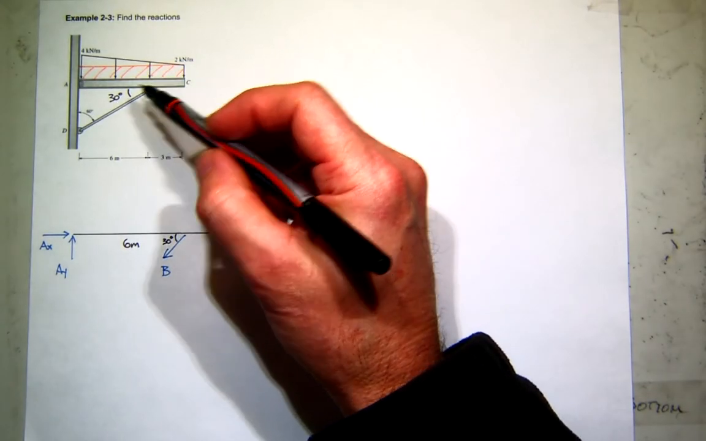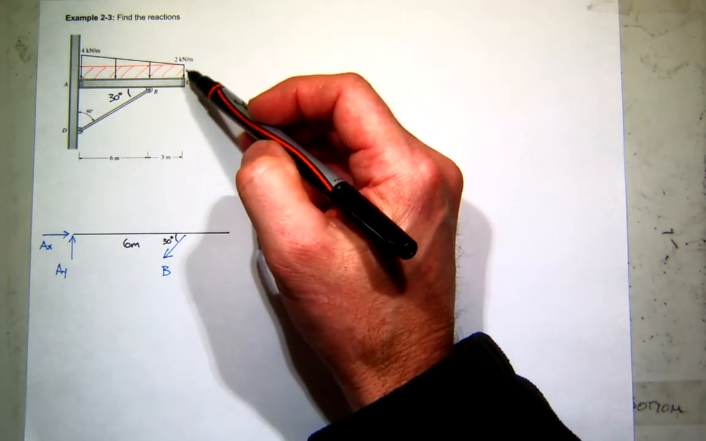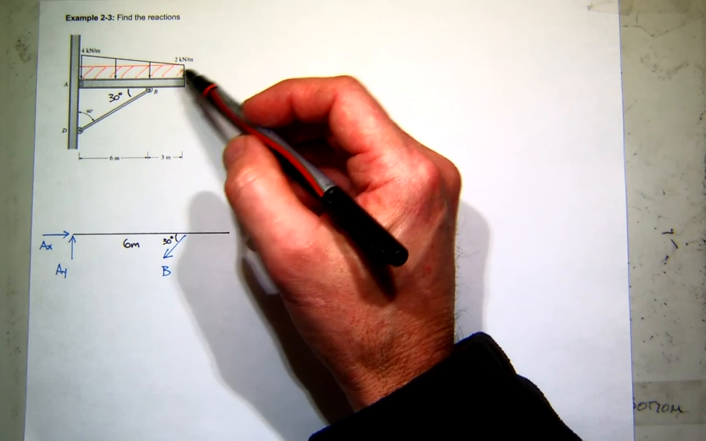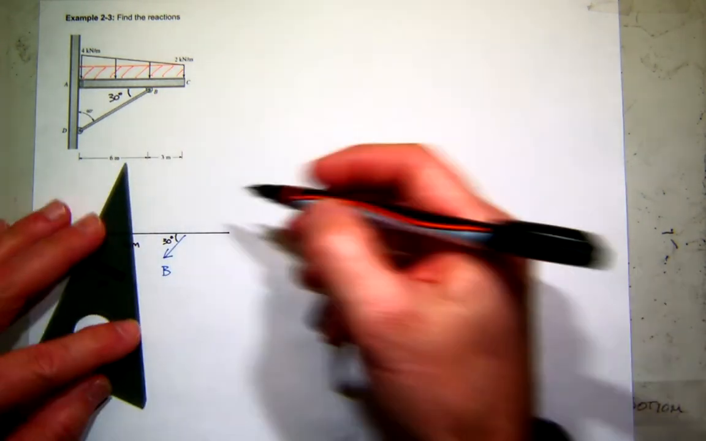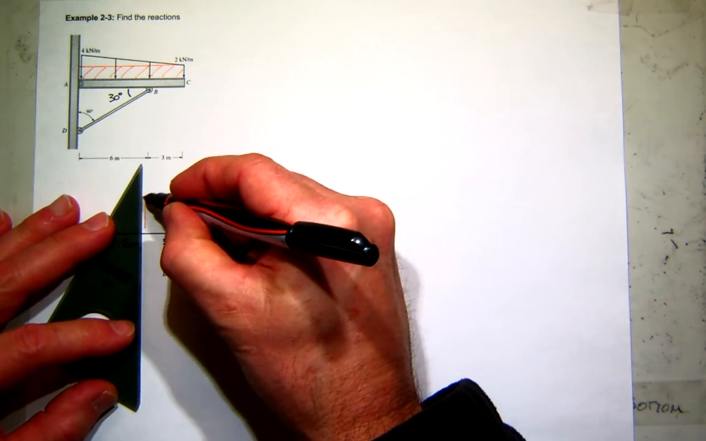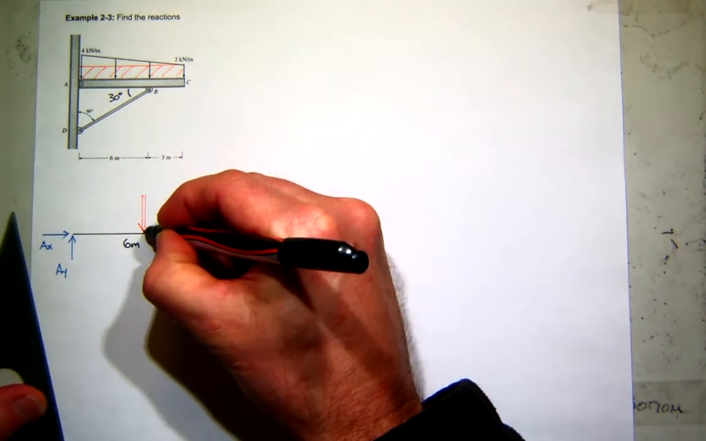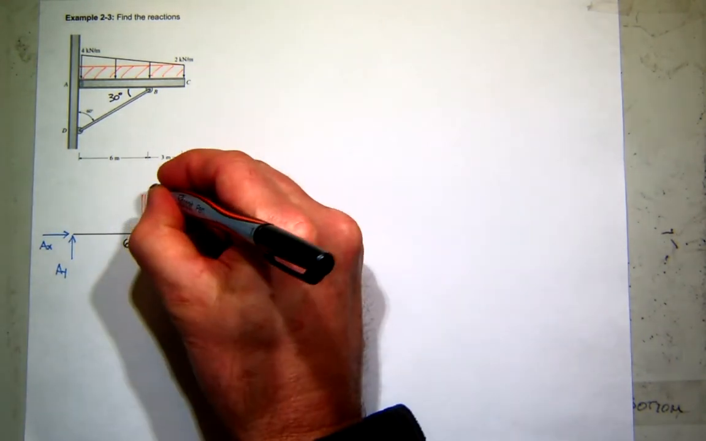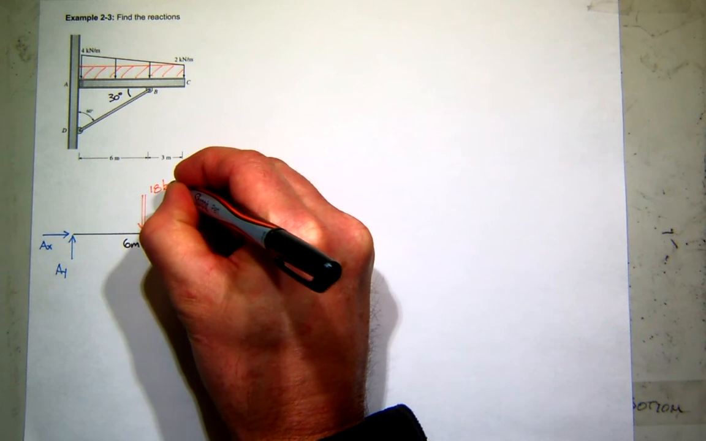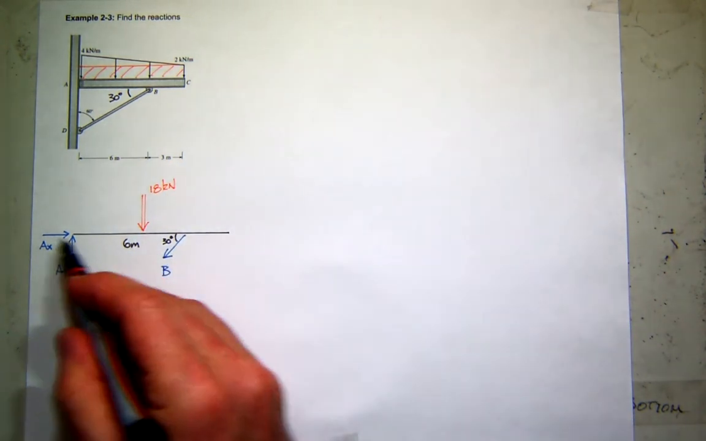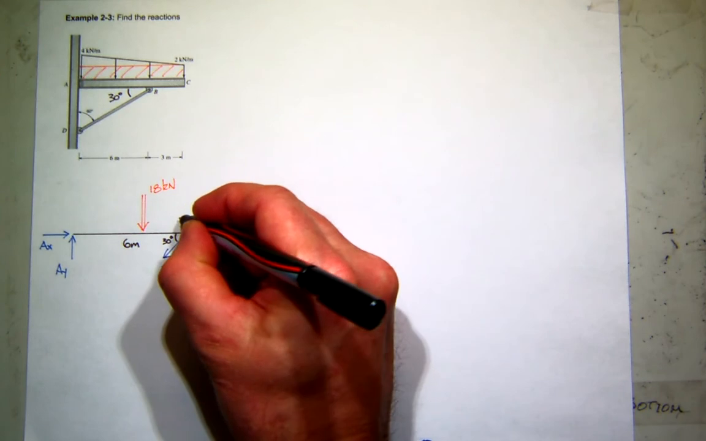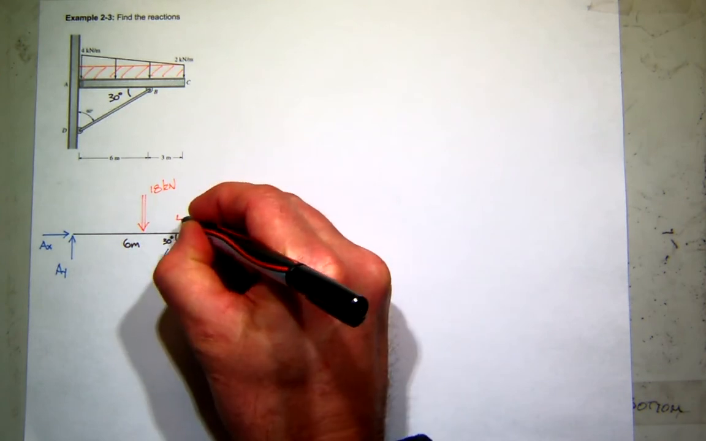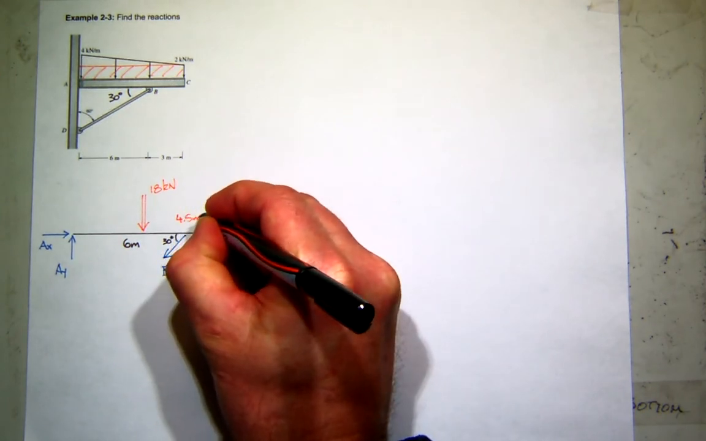So let's look at the rectangular piece first. We know the area of a rectangle is base times height. The height of the rectangle is 2 kilonewtons per meter. The base is 9. So that's going to land right in the middle. 2 times 9 is 18. And then right in the middle, you split the 9 in half. So I'll just write over here that that's 4.5 meters from the left.